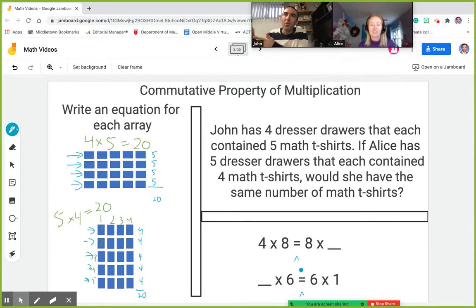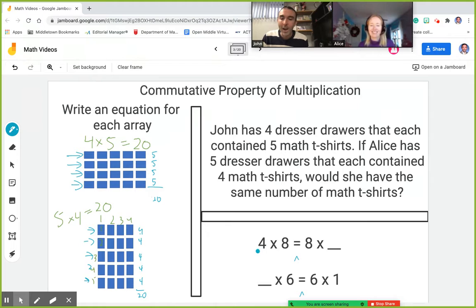They get one statement on one side and one statement on another, and we want to make sure that both sides are equivalent, like a balance scale. So if I have something like 4 times 8, I want to know what I would need to fill in the blank with to make both sides the same, or to have the same number of math shirts on both sides.